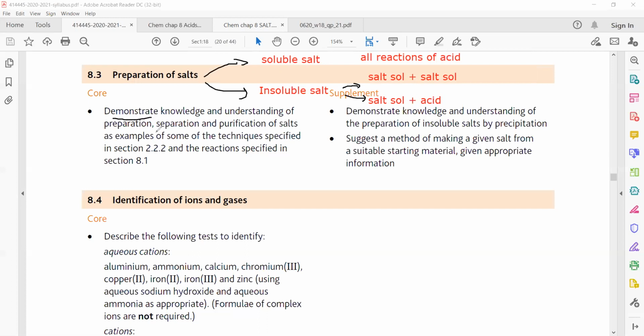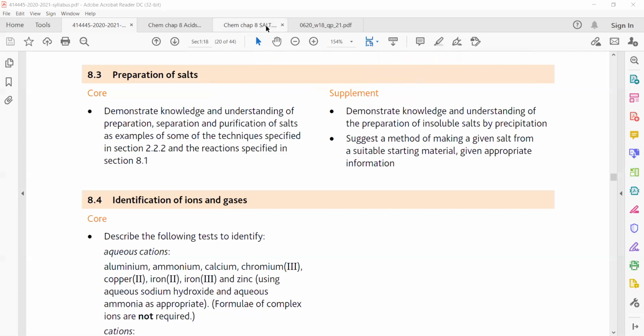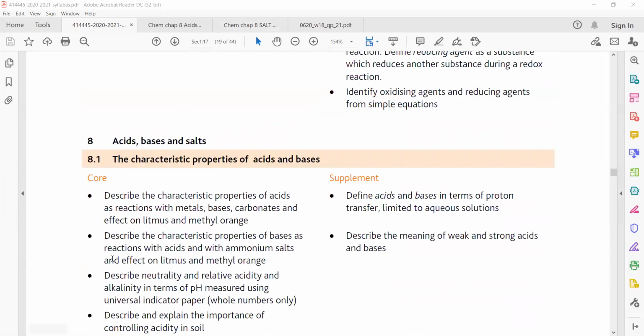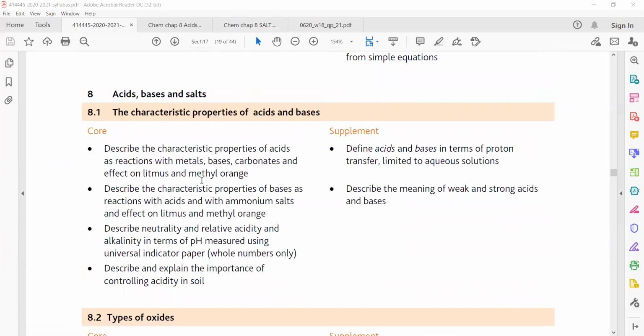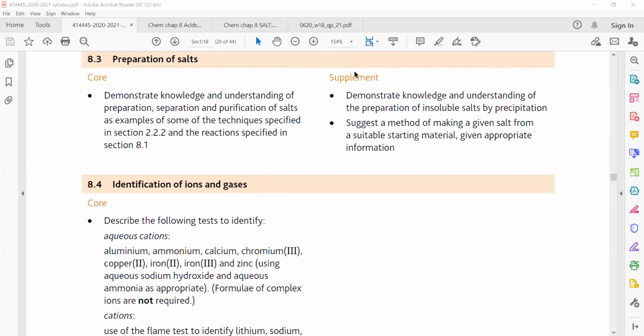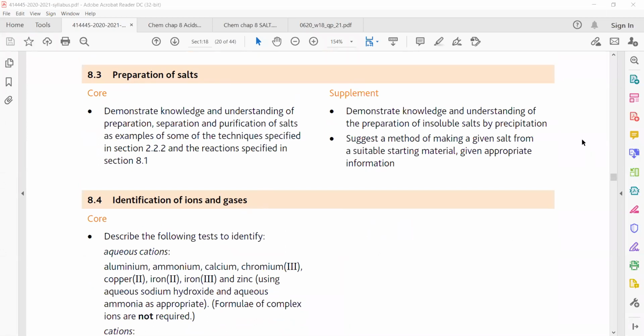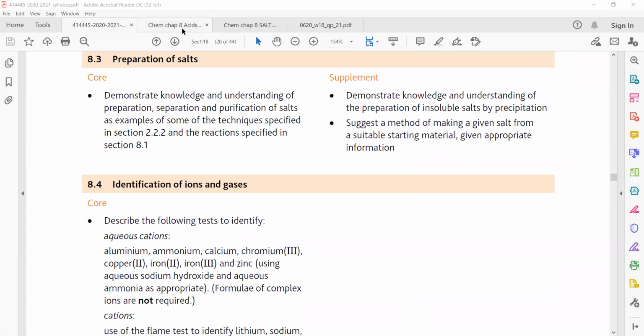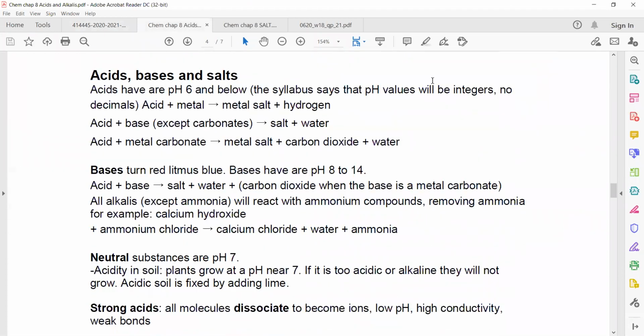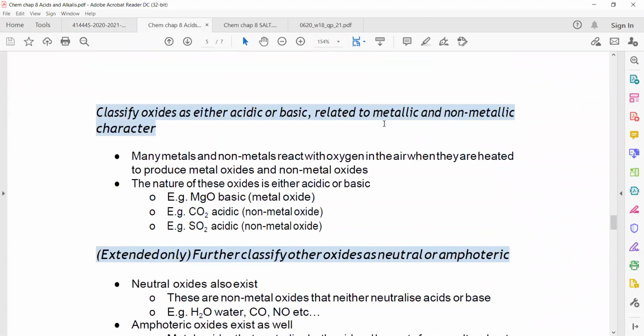So demonstrate the knowledge and understanding of preparation, separation, and purification of salt. Example, some techniques specified in section 2.2.2, the reactions specified in section 8.1. The reactions specified in 8.1 are the classifications, like acid plus metal, acid plus carbonate. Demonstrate the knowledge and understanding of preparation of insoluble salt by precipitation. Suggest a method of making a given salt from suitable starting material and given appropriate information. So this is related to planning of an experiment as well as preparing a salt.